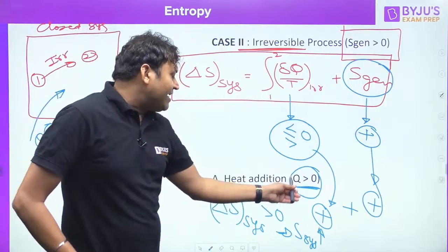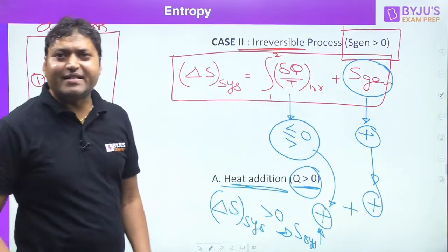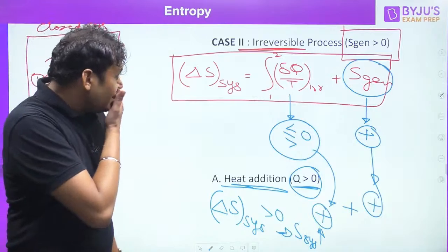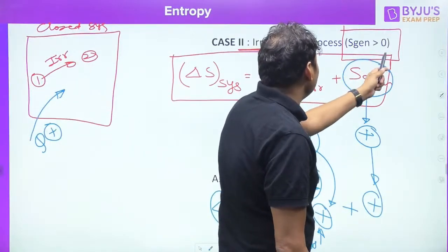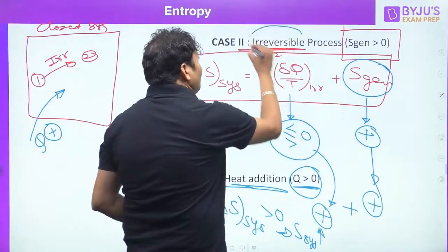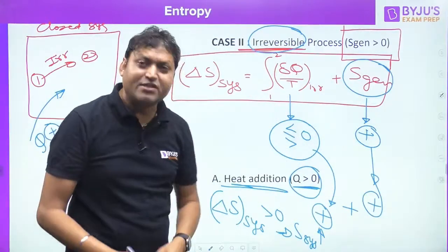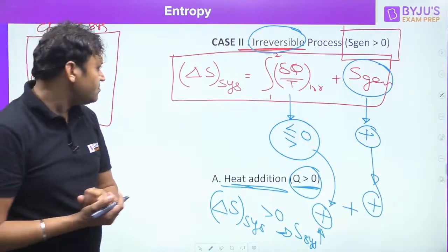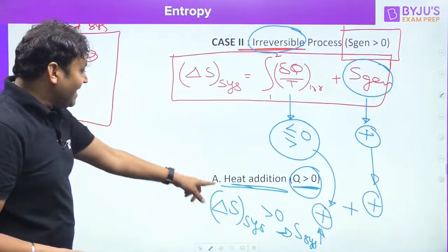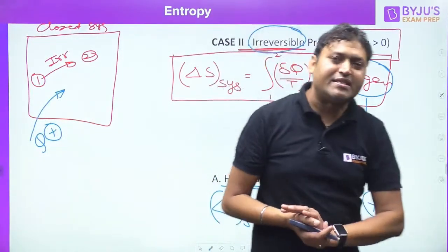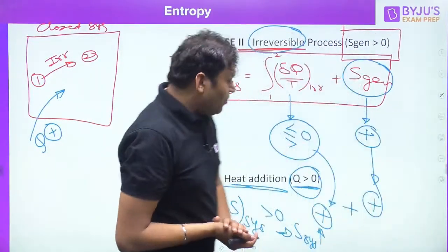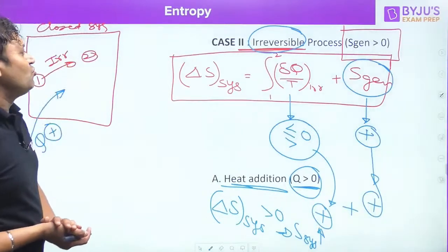Heat added to the system will be positive, greater than 0, and entropy generation will be positive. It is also greater than 0 because it is an irreversible process. For an irreversible process, there is always an entropy generation. So there is an increase in entropy of the system when the system is undergoing an irreversible process where heat is added to the system.